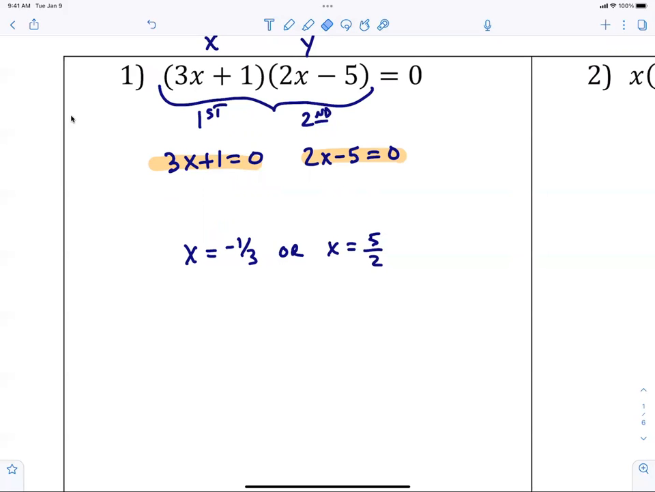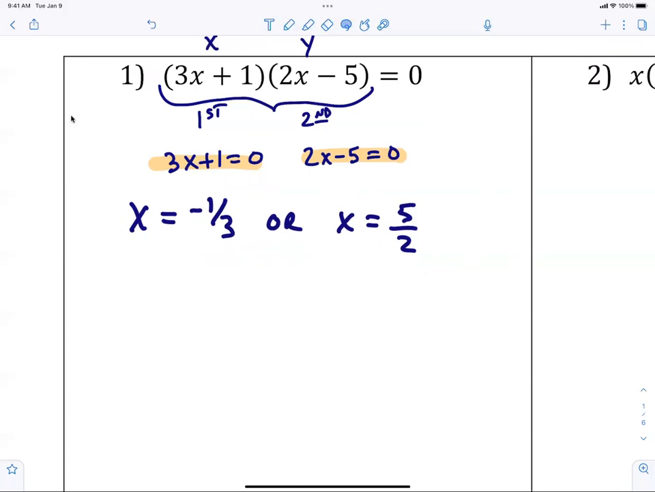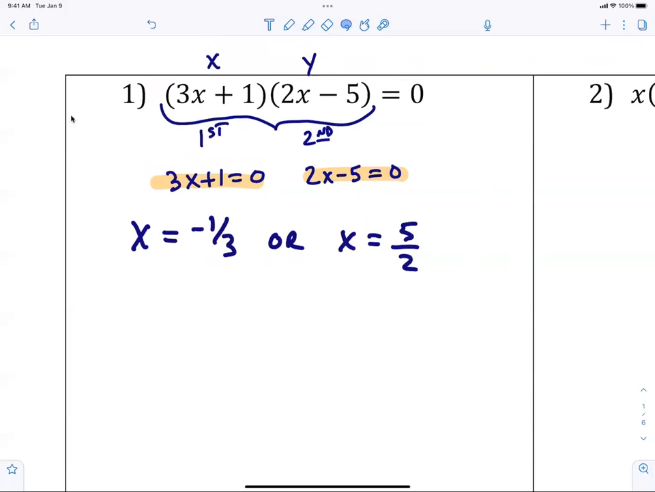Wouldn't that be x equals 5/2? I'm not sure what you're not seeing. Maybe it's not big enough. Y equals 5/2? Yeah. I don't know what you're talking about.